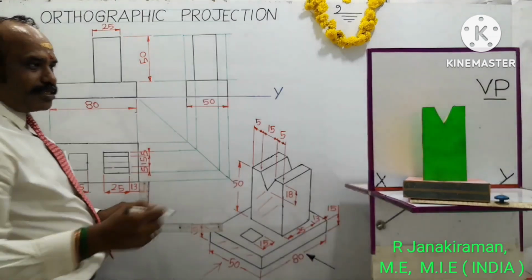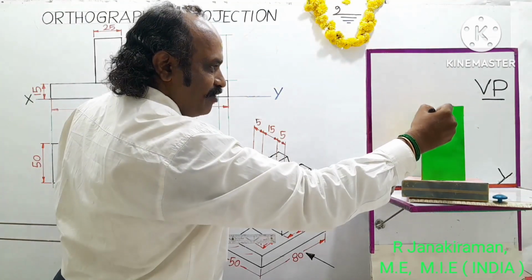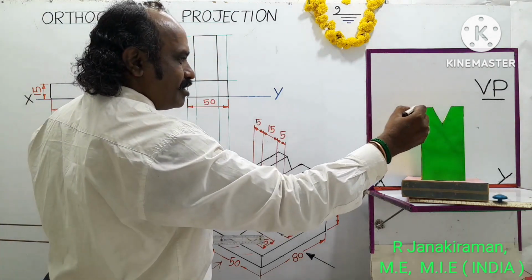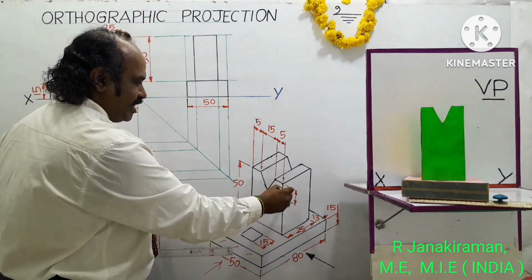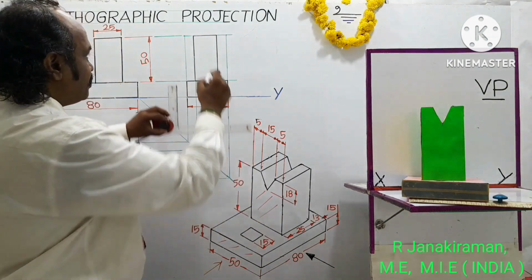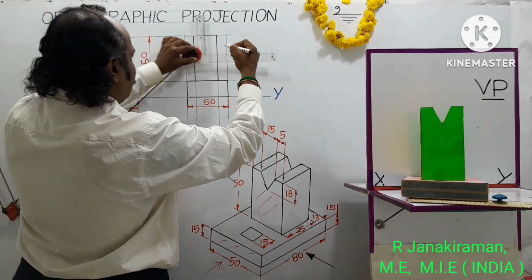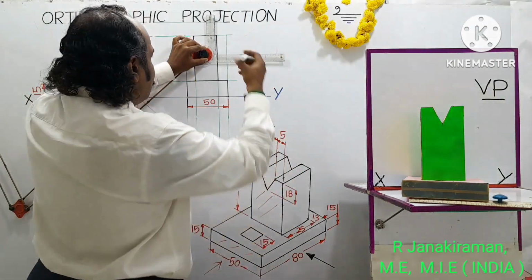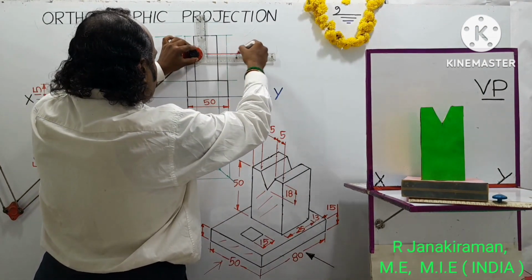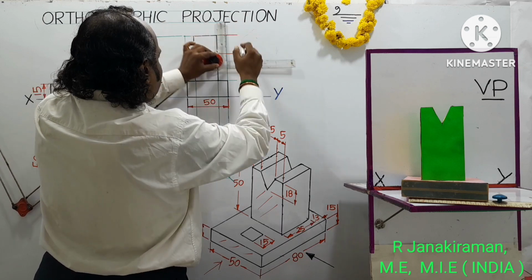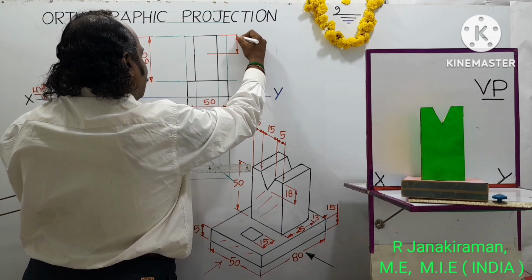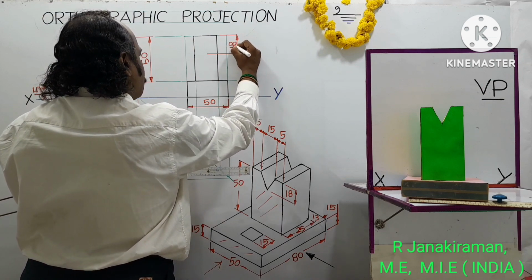Next, at the top surface you can see a V passage, a V groove is there. The depth of the passage is 18 mm. So from the top surface, you mark downward 18 mm. There you draw one extension line, and we will dimension it. The depth of the V groove passage, 18, shall be written.